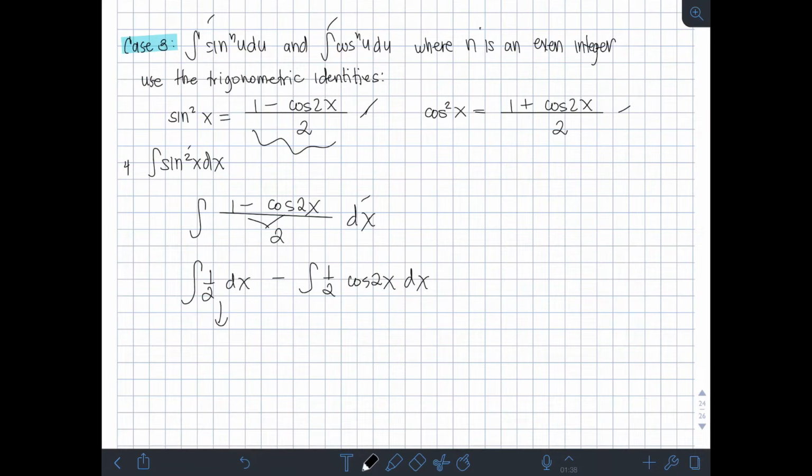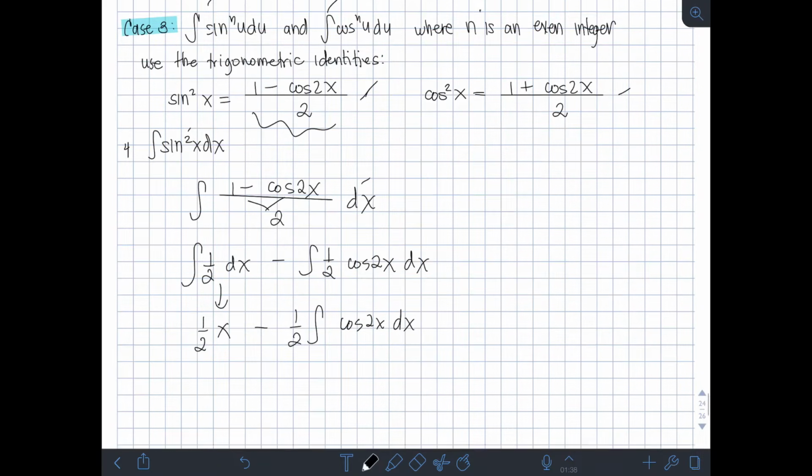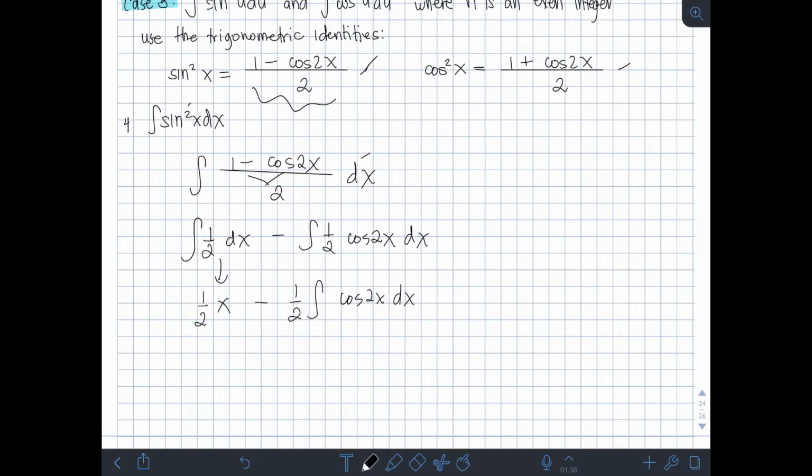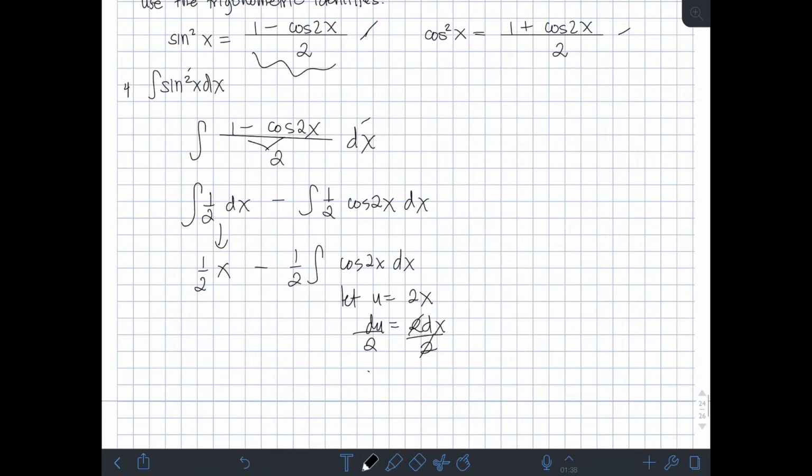So, ito, anong integral niyan? Parang yung 1/2 constant lang, labas natin, then integral ng dx. So, anong integral ng dx? Simply x. Okay, minus, itong 1/2, labas ko na rin, 1/2 integral ng cos 2x dx. So, this time, meron tayong coefficient sa x nung cosine. So, therefore, let u muna natin yan na 2x. Then, du is equal to 2 dx. So, divide natin both sides by 2. We have du over 2 is equal to dx.